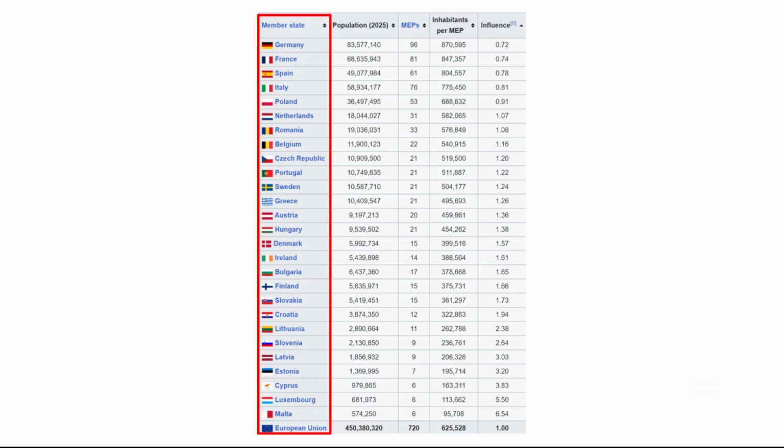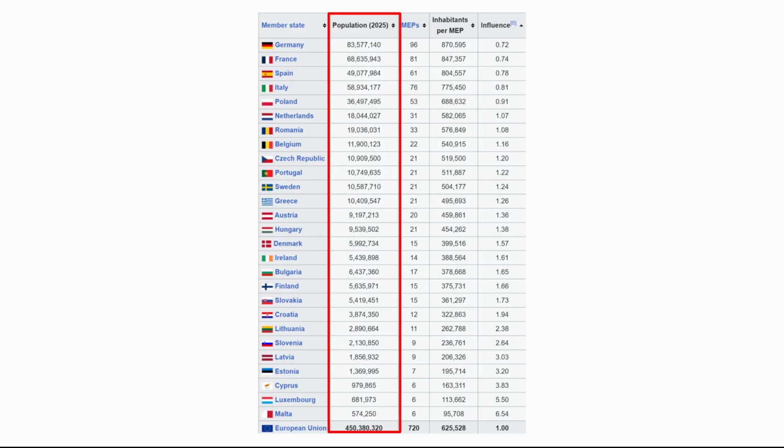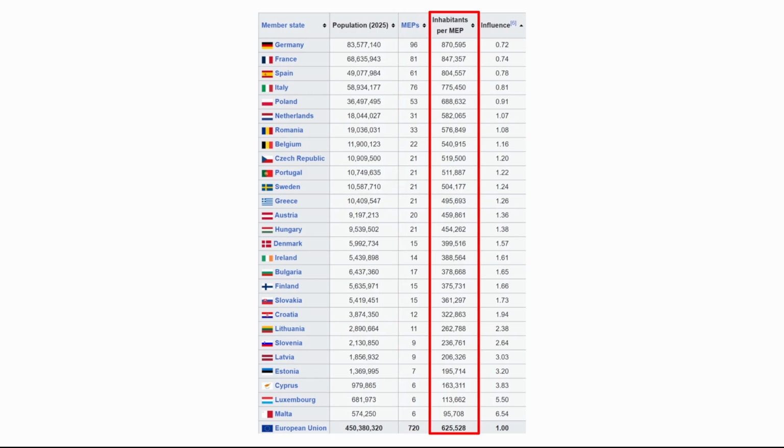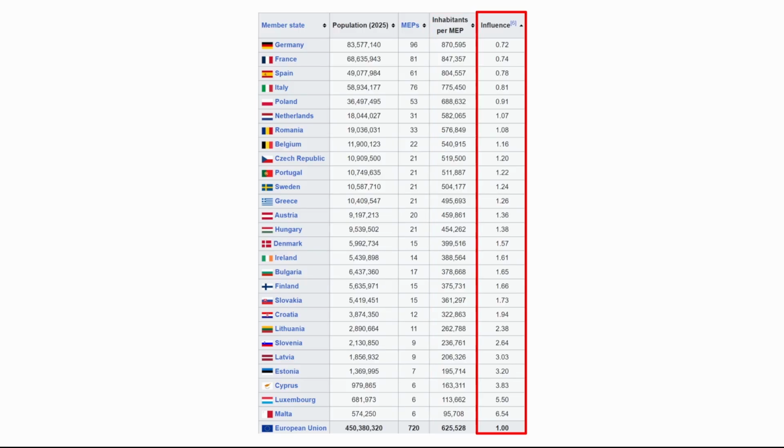And if we look at this, we see every member state and their population. So we can see that Germany has 83 million citizens, and for that they get 96 MPs, and that means that every MP represents 870,000 citizens. And if we compare that to Malta, we see that every one of their MPs represents only 95,000 citizens, and that means that Malta has a much higher influence per capita than Germany.